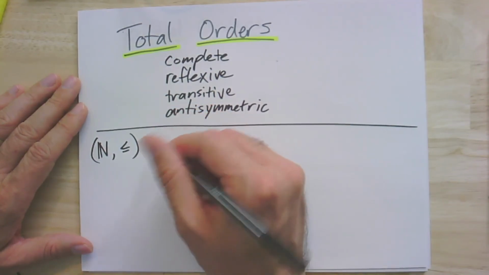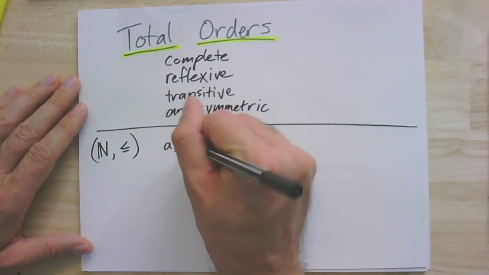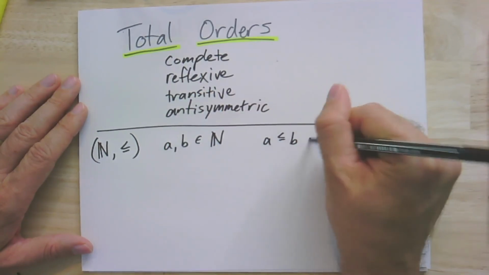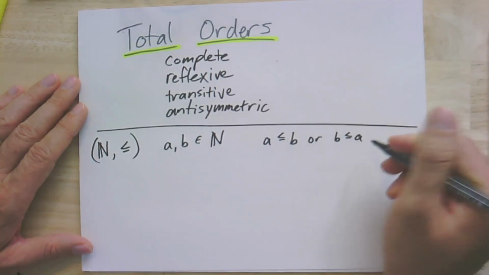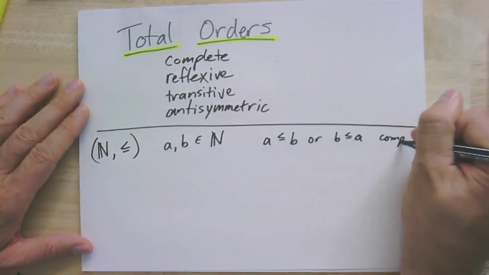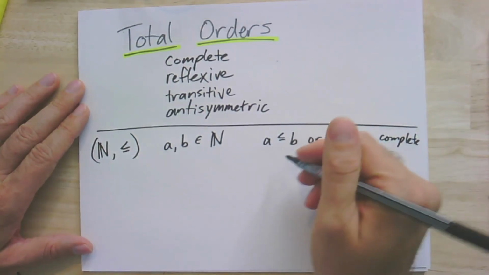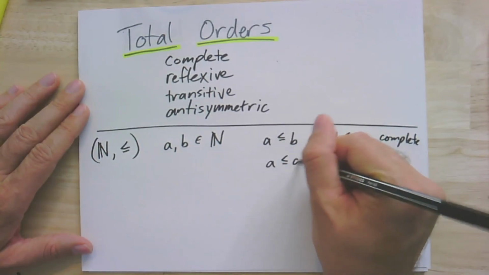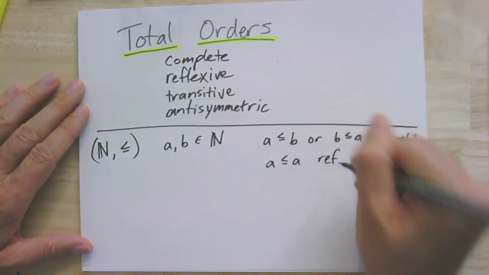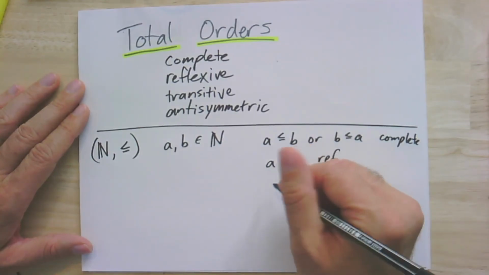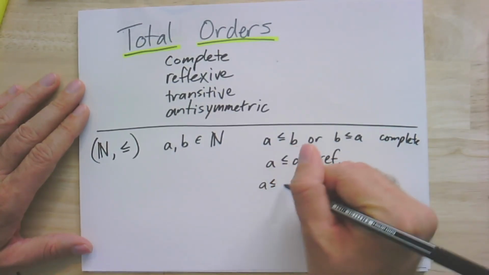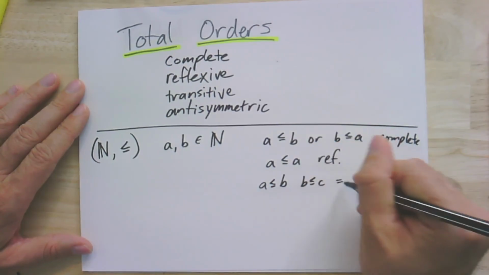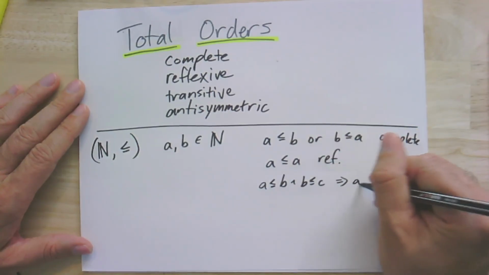We know that for any two numbers, if I have a and b that are natural numbers, it's going to be the case that a is less than or equal to b, or b is less than or equal to a. So it's definitely complete. Reflexivity, we can check this: a is less than or equal to a. That's our reflexive property. It's going to be transitive: a less than or equal to b, b less than or equal to c, then a is less than or equal to c.